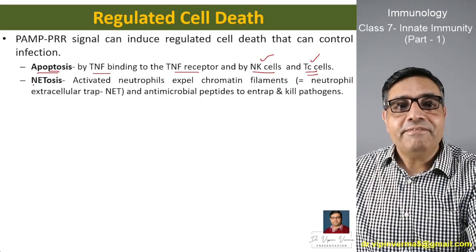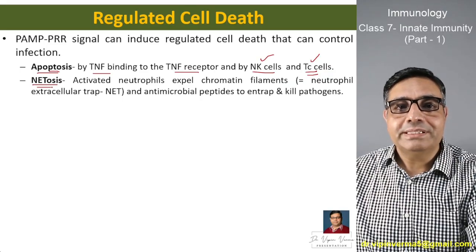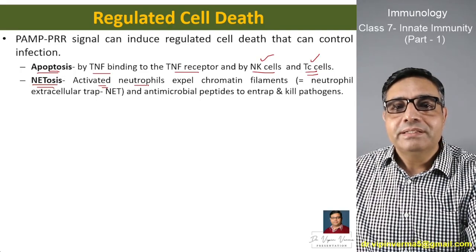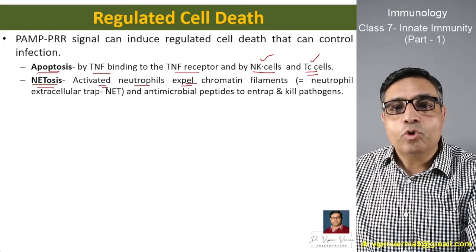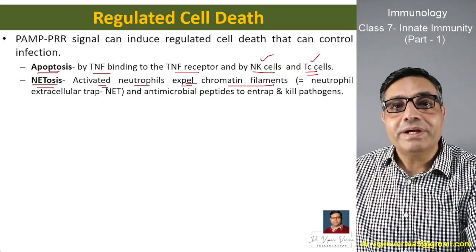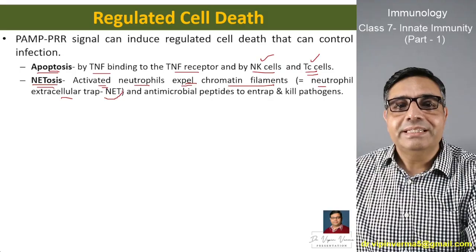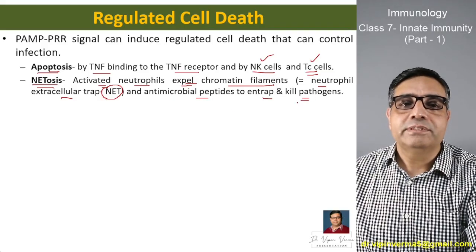Second, we have NETosis. Okay, what is NETosis? It is when activated neutrophils expel, meaning they take out, their chromatin filaments. They simply expel their chromatin filaments. We call them a neutrophil extracellular trap, or NET. This NET term comes from neutrophil extracellular trap, along with antimicrobial peptides to entrap and kill pathogens.